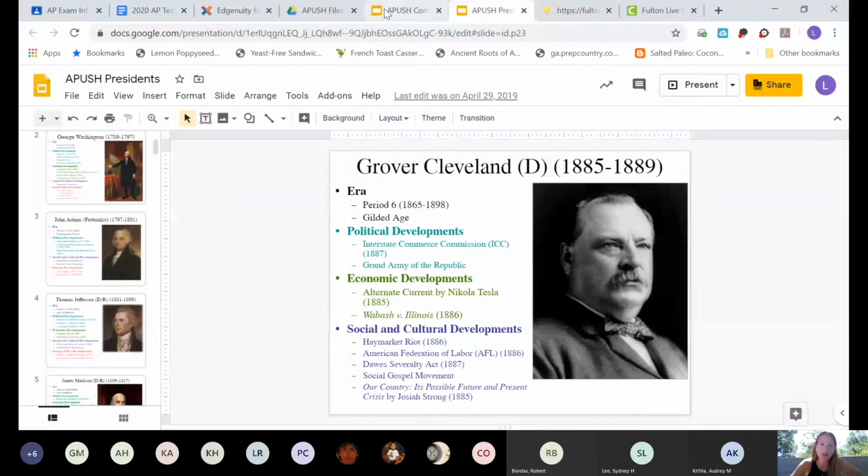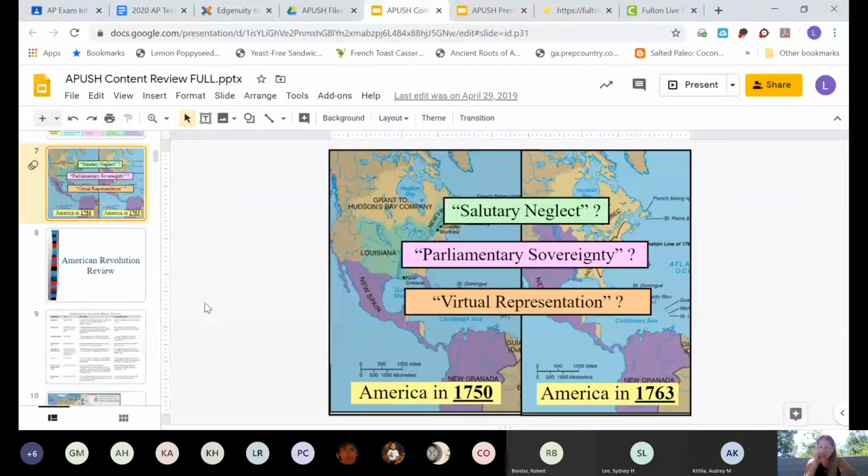Obviously, when we start our time period today, we are not starting with any president yet because we haven't gotten there yet. And so Mr. Bordas and I are going to go through some stuff related to the time period. Remember, we're doing 2 time periods today. We're going to try to get to as much as we can.